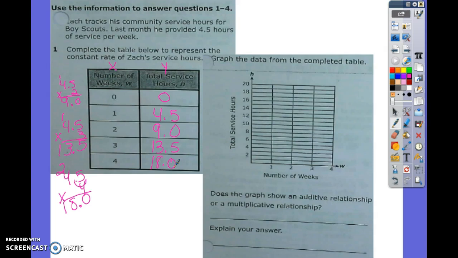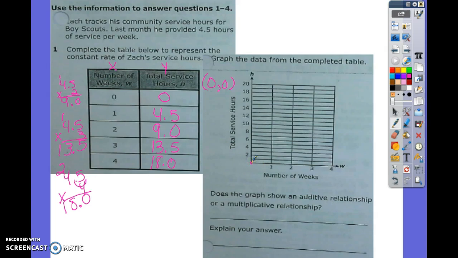Graph the data from the completed table. So we know when we're looking at our table that gives us our ordered pairs. So our first ordered pair is going to be 0, 0. So on our graph, we always start at the origin, and our point will be right here, 0, 0.